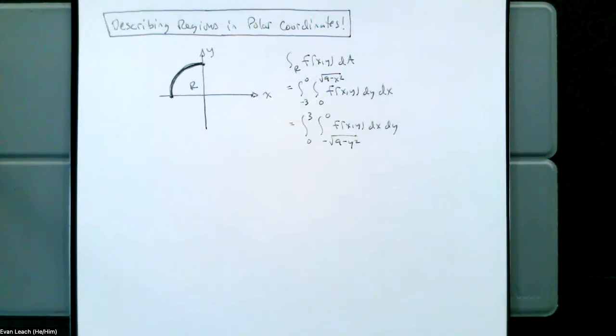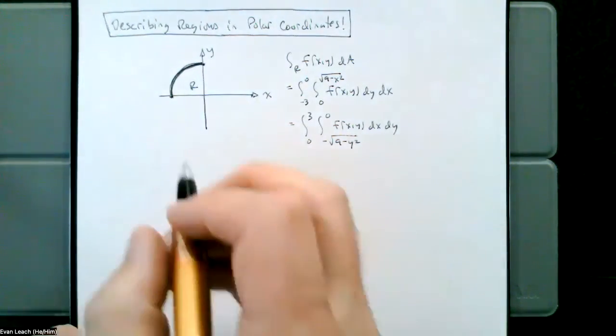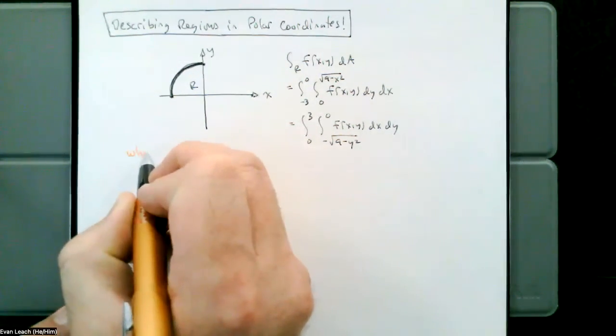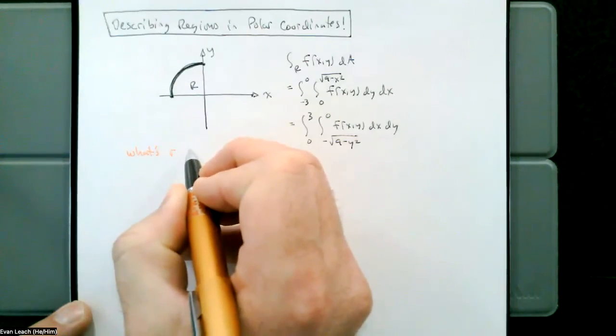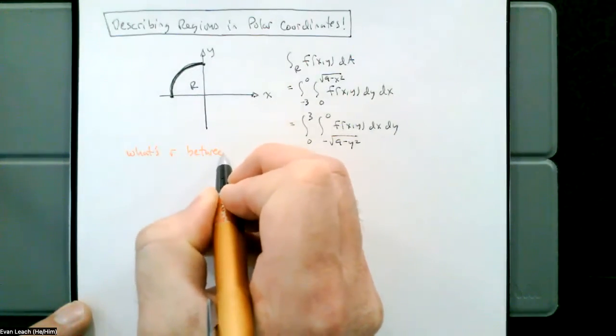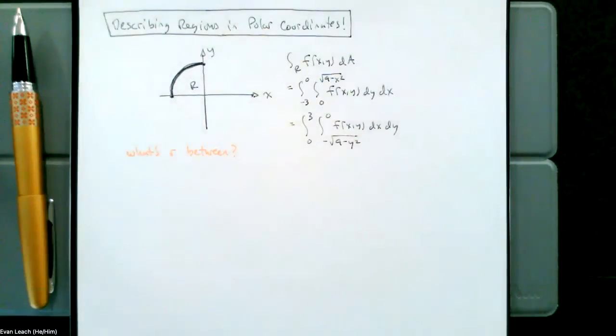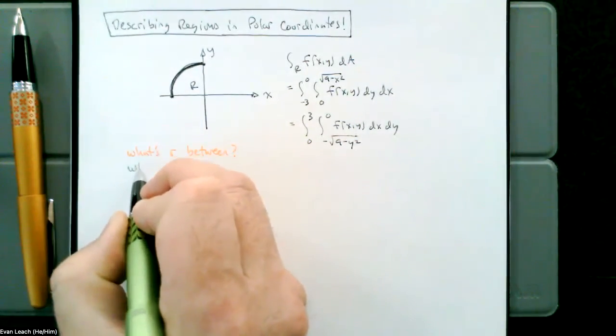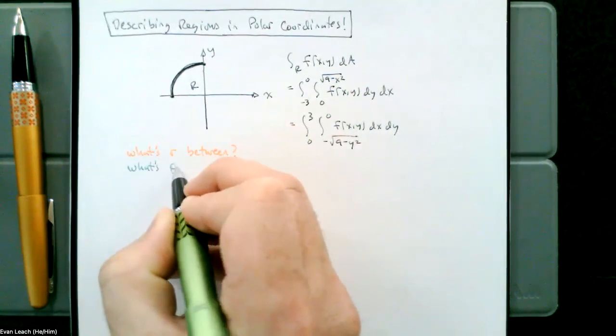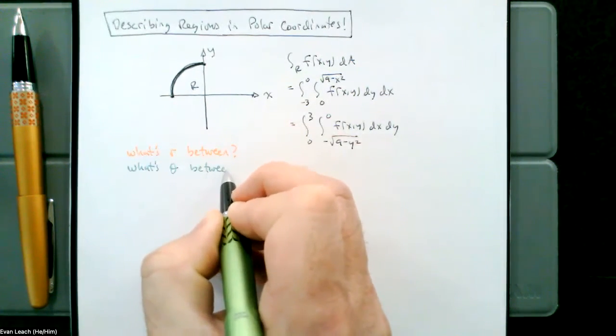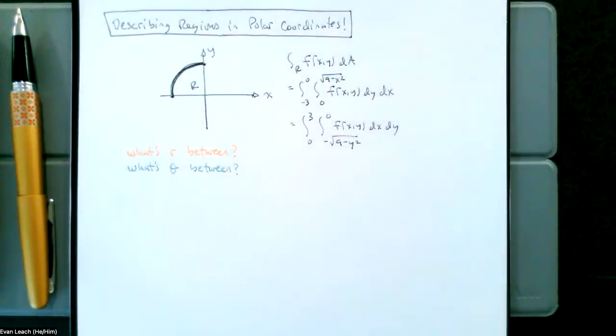What we want to think about now is how we would describe this region in polar coordinates. We're going to do the same thing. What's r between and what's theta between?